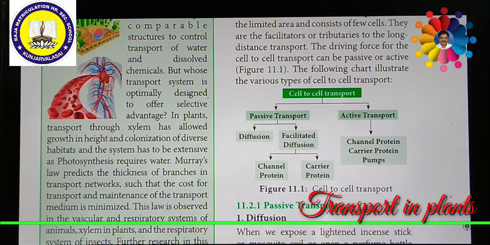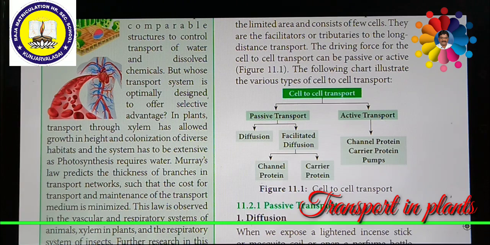What are channel proteins? Usually these are available in the membrane. If any materials are transferred from one cell to another cell or one organelle to another organelle, they have to be transferred through the membrane. The membranes have certain channel-like or canal-like proteins. If materials move from one place to another through this channel, the protein material forming the channel is called a channel protein. So these channels facilitate the movement of molecules like diffusion without using any energy.